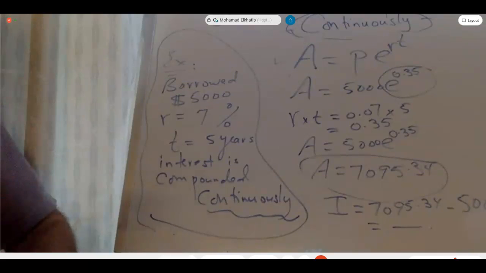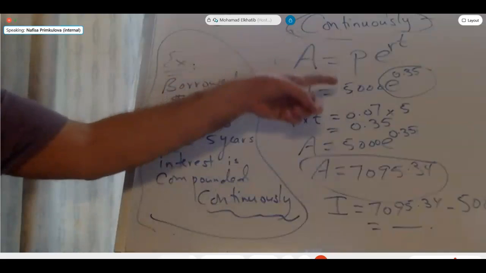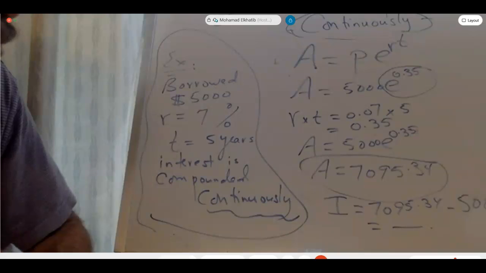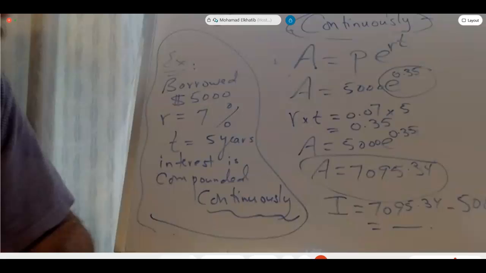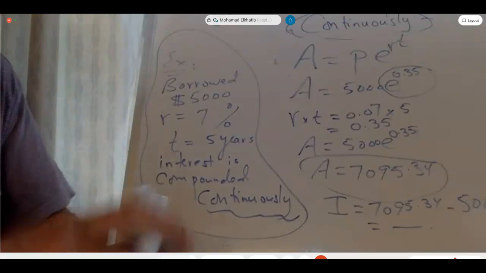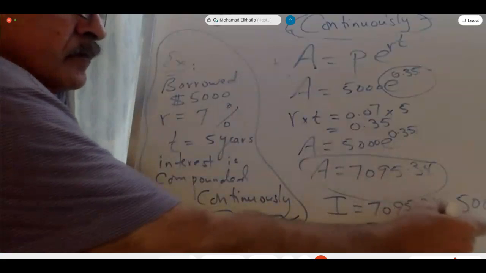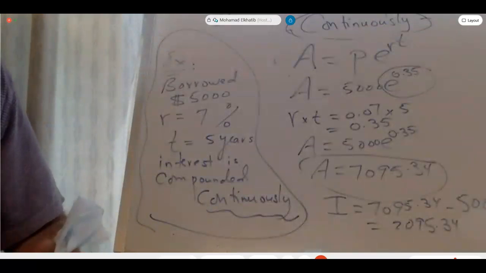We have to subtract from the 7. Yes. Amount due minus whatever you borrowed, 5,000. The answer to 7,095.34 minus 5,000 gives you the amount of interest you paid when you borrowed $5,000. Okay? Which should be $2,095.34. If in case you want to have notes. Okay? Does that answer your question, young lady?